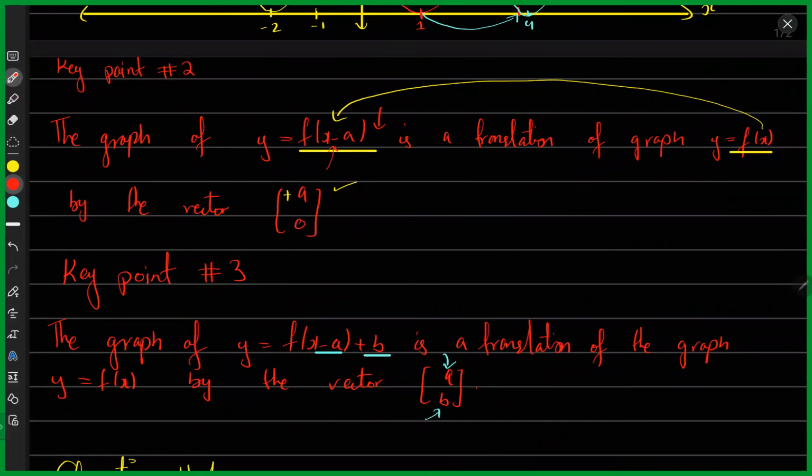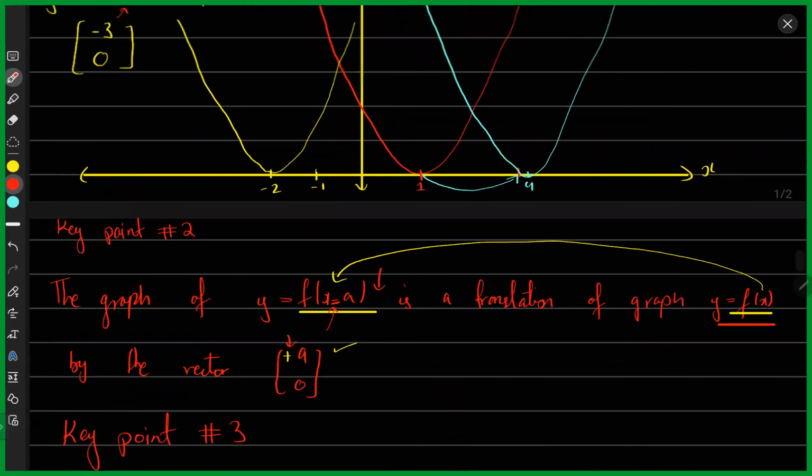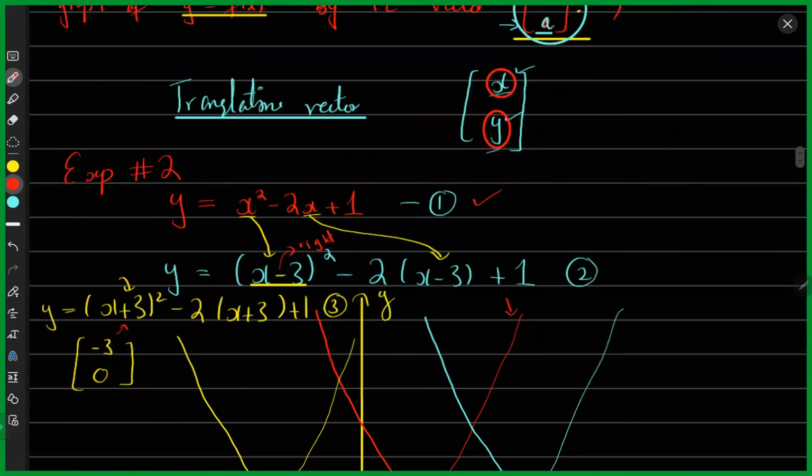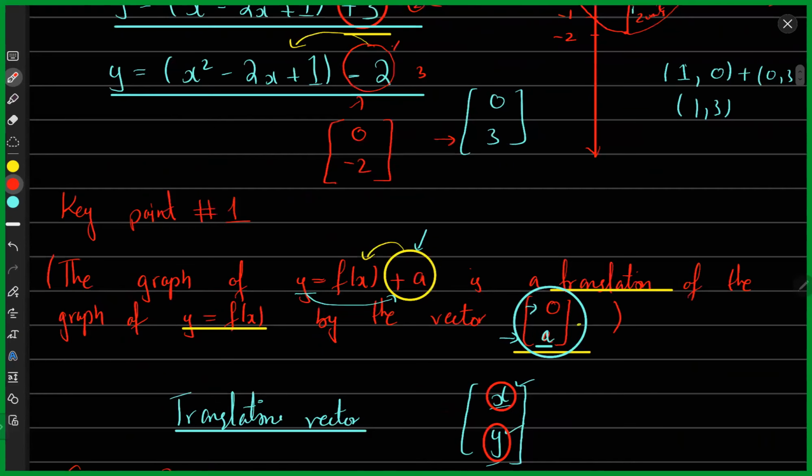And this is going to be a translation of this graph. And the translation vector would be this. So we had a minus sign here. And here we have positive a. However, when we had a -2 here, we had -2 here. Okay, since when we do something with y, the change feels genuine. When I add 2, it would move 2 units above. When I subtract 2, it would move 2 units down. So this impact would be seen on the translation vector as well.